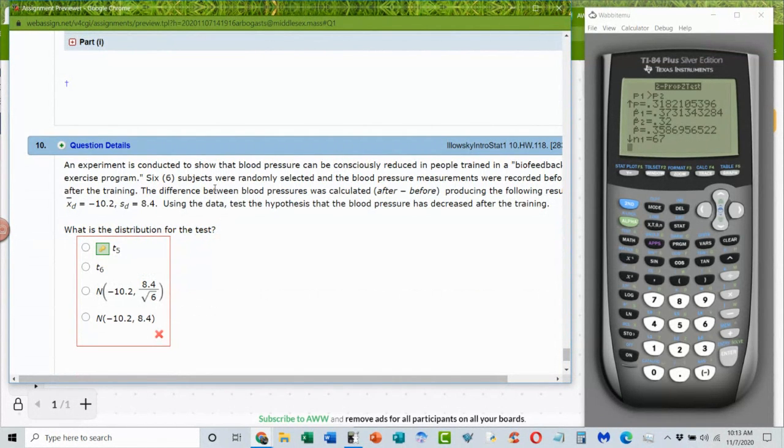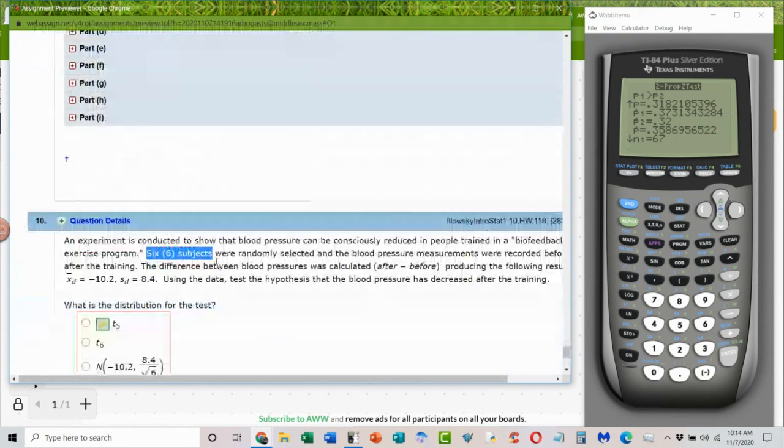And then they're asking, what is the distribution? Well, we have two things that are matched up, and here are our sample standard deviations, but we had 6 subjects. So what's the distribution? Because it's a paired test, we're going to have a t distribution with degrees of freedom one less than how many things there were. So 6 minus 1, that's how they got that answer there.